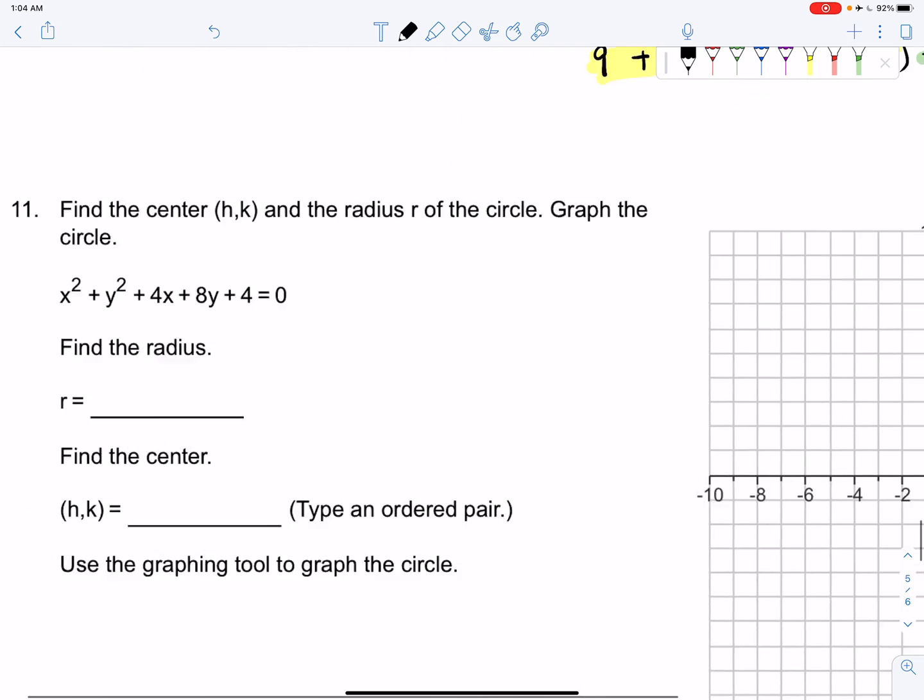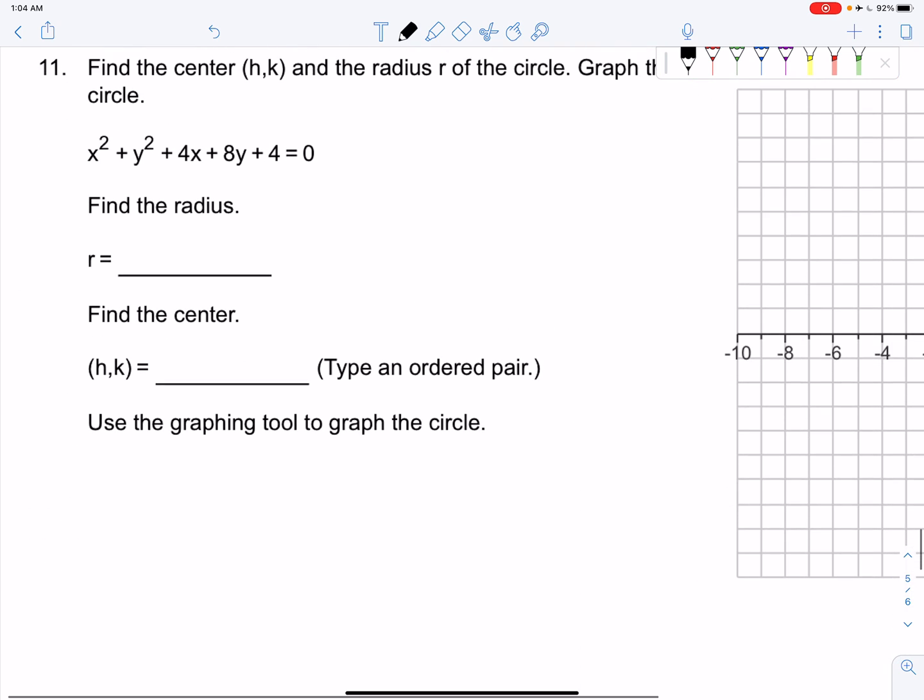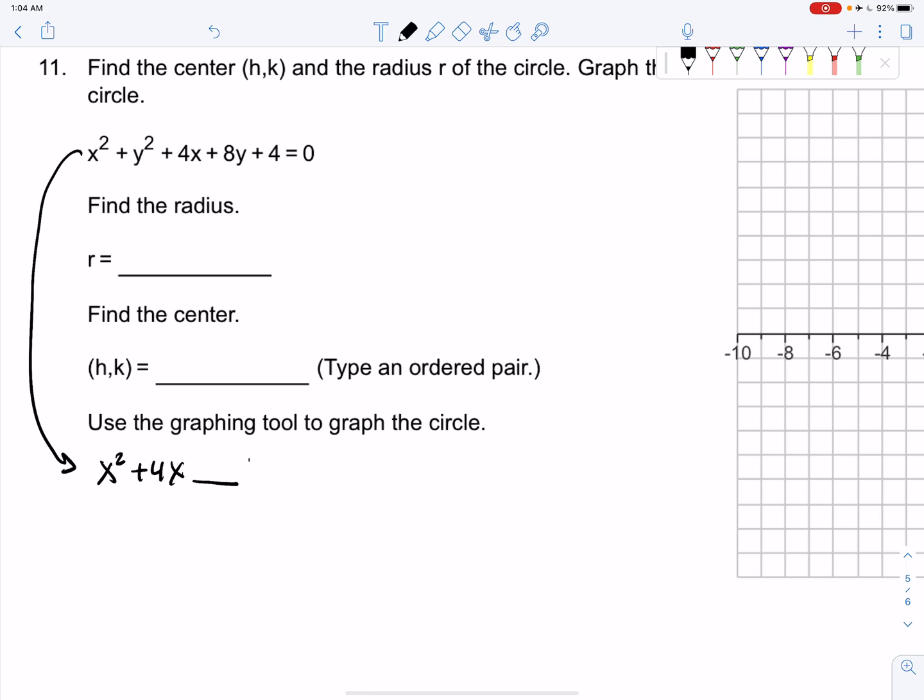Okay, so let's take a look at the last problem. Same kind of thing. We're in general form, and we want to be in standard form. So we go ahead and group x squared plus 4x, I leave a space, plus y squared plus 8y, I leave a space to complete the square. I'm going to subtract 4 on both sides of the equation. So I got a negative 4 on the right. I know I've got to add something to justify my completing of the square.